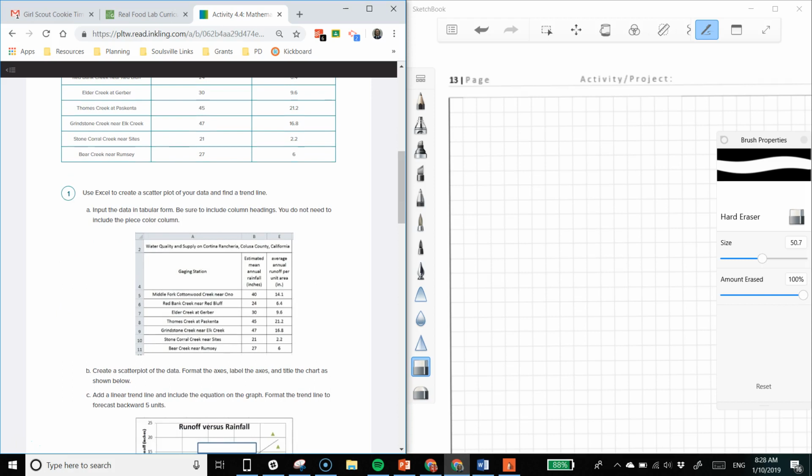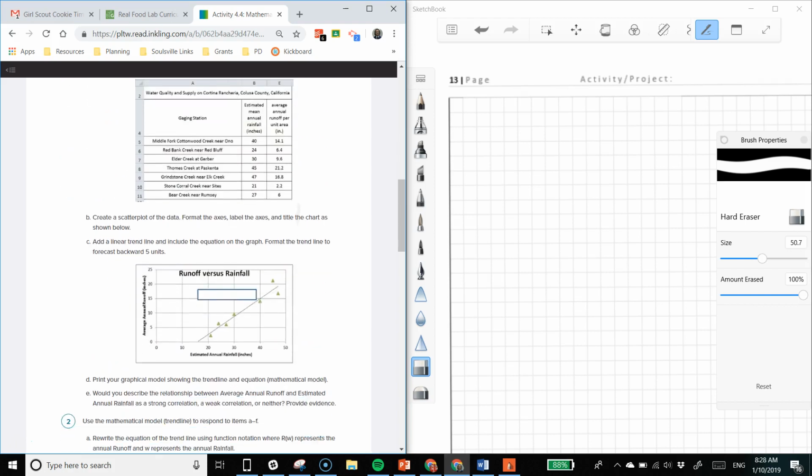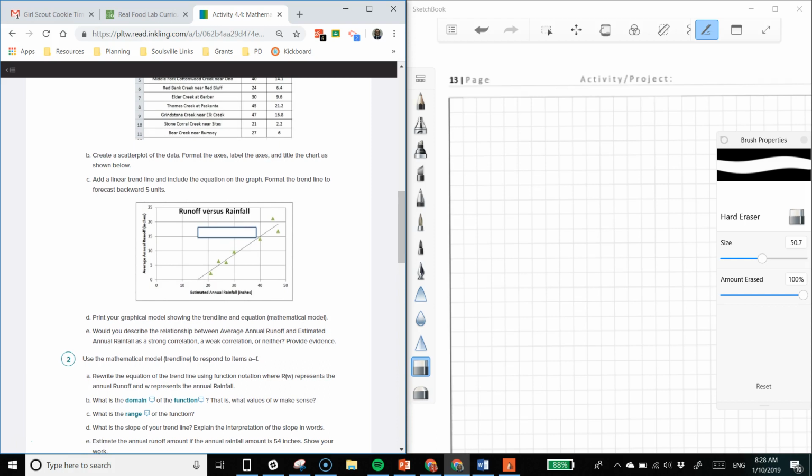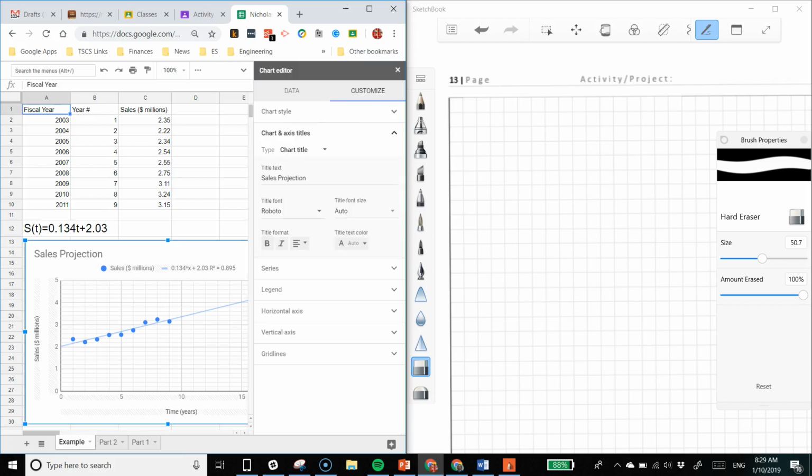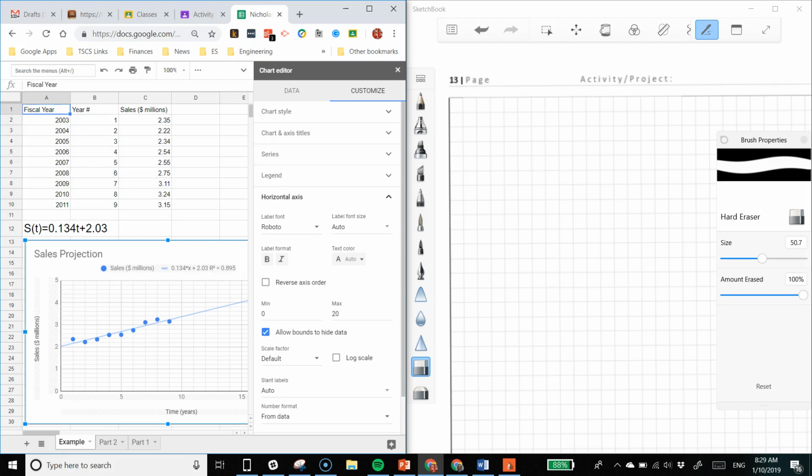So we used Excel, we're using Google Sheets, to scatter plot data and add a trend line. So we put in the data, created a scatter plot, added a linear trend line, and formatted the trend line to forecast backwards 5 units. In hours, we were forecasting forwards. We actually went more than 4 units. But as a reminder, when you're doing that, you just go to Customize, Horizontal Axis, and then you can change the minimum and maximum on the horizontal axis to forecast forwards or backwards.